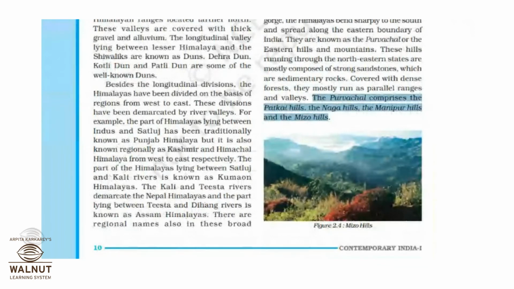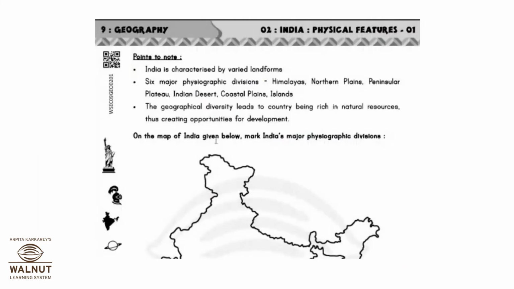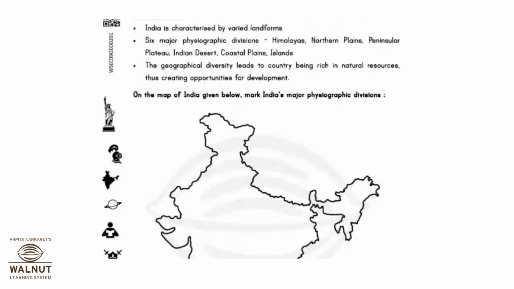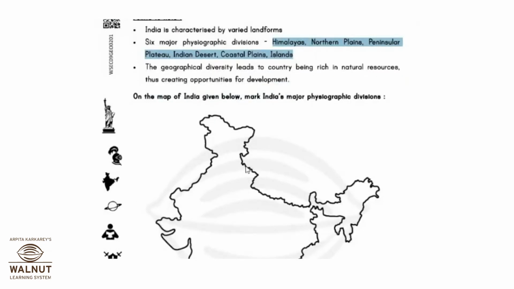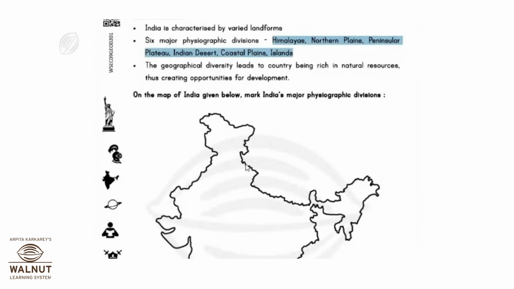So now I'm going to open the worksheet. Here, India is characterized by varied landforms. Are you sure you know which landform is where? Because now we are going to mark the major features on this map. Let's start. Which is the first feature that we have seen just now? The first feature is the Himalayas.